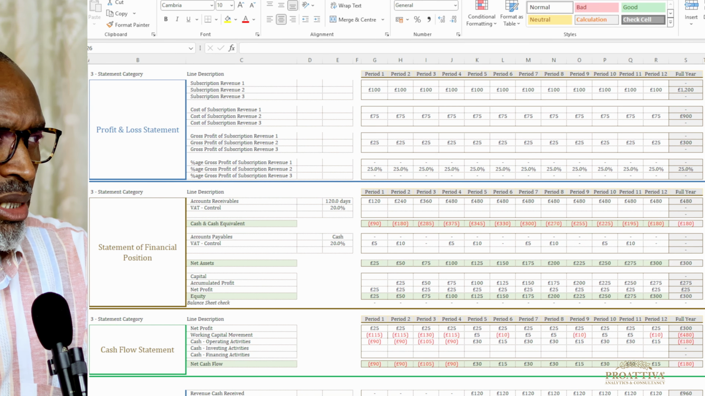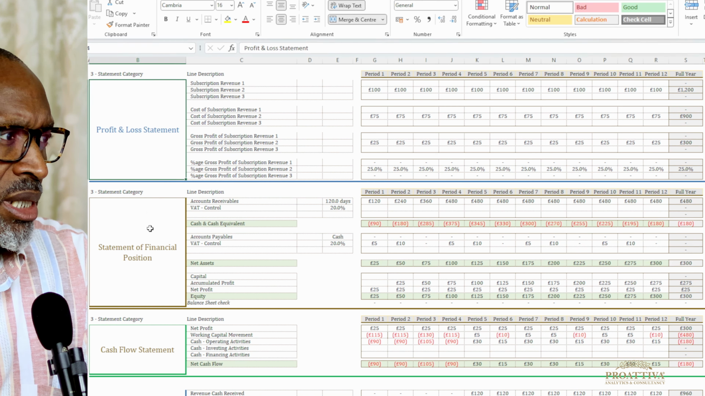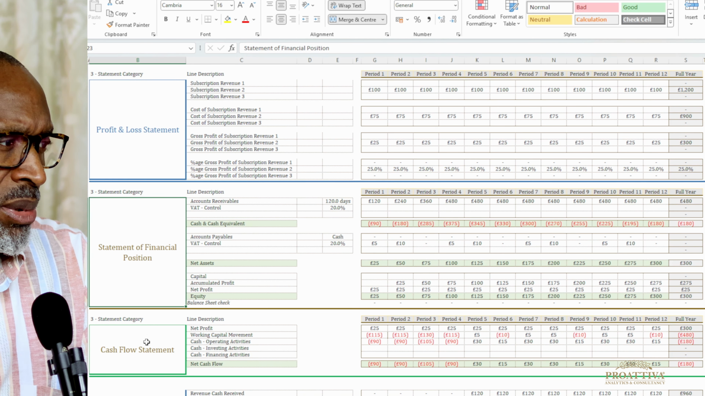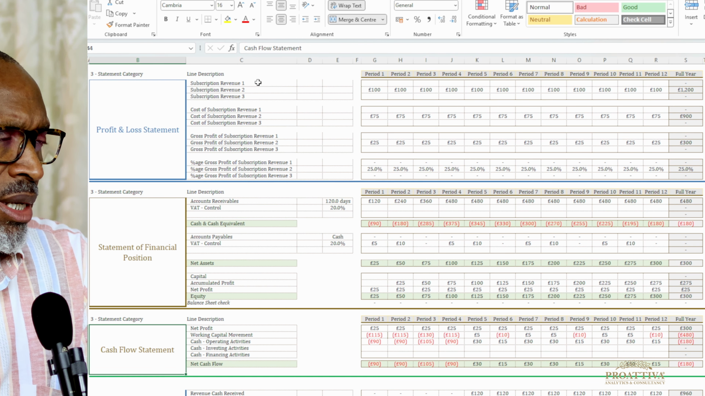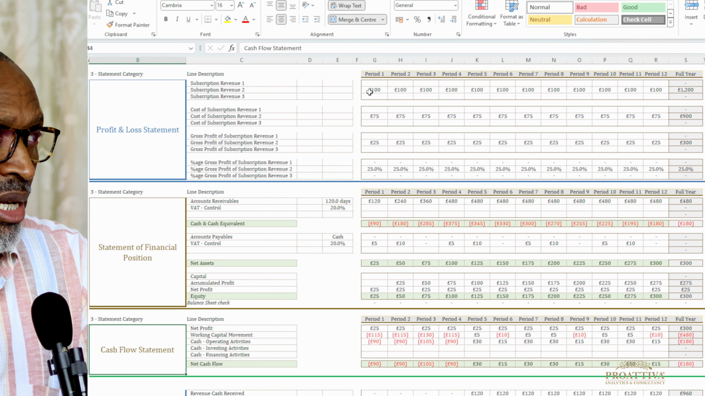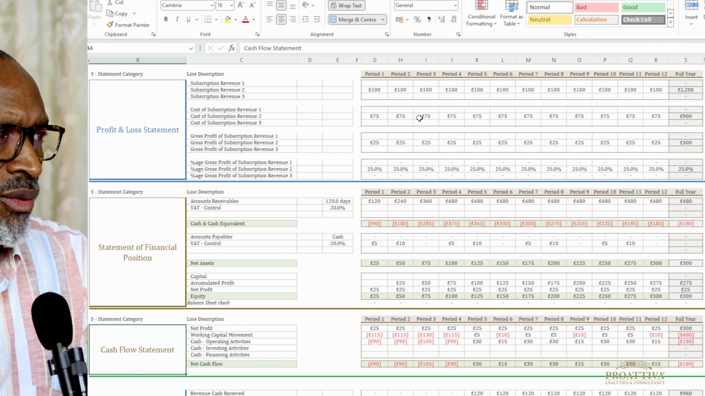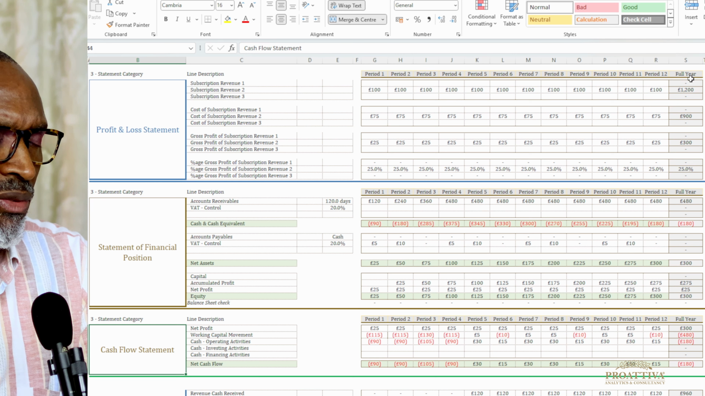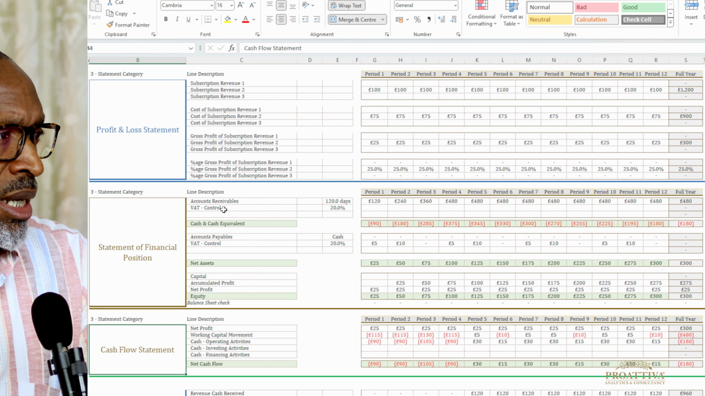So here we're looking at three statements. You have the profit and loss, the statement of financial position or balance sheet, and then the cash flow. Here I've just banged in some numbers together: subscription revenue, cost of revenue, and gross profit is there for that, and the percentage is what we see. And I've used 12 months just to give us a full year's picture.